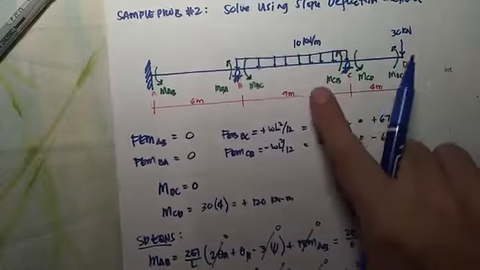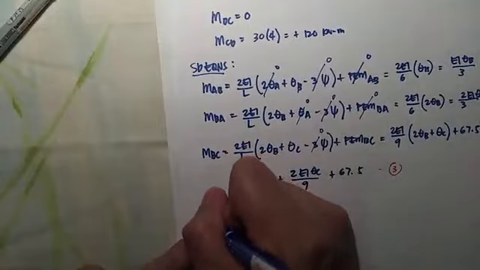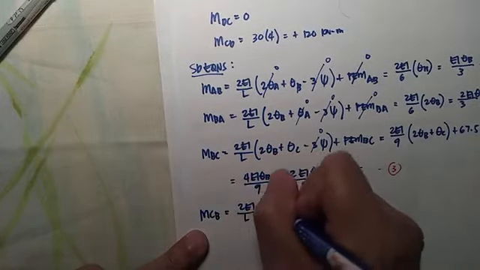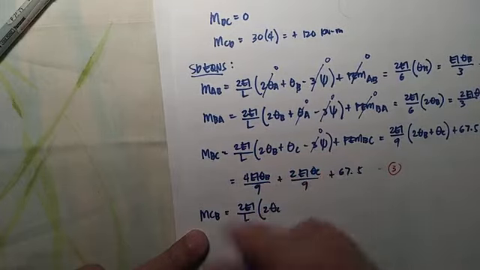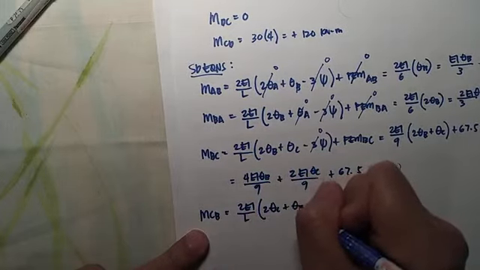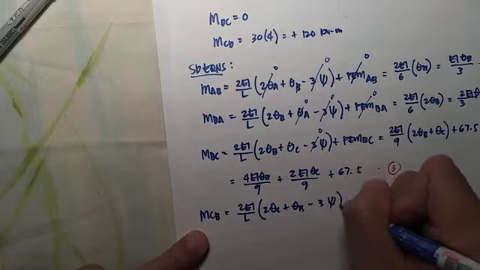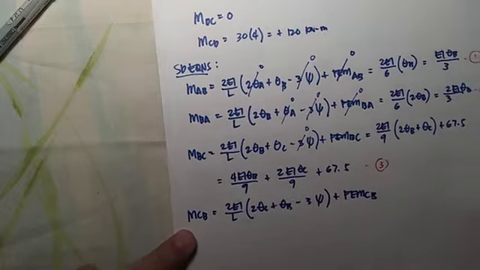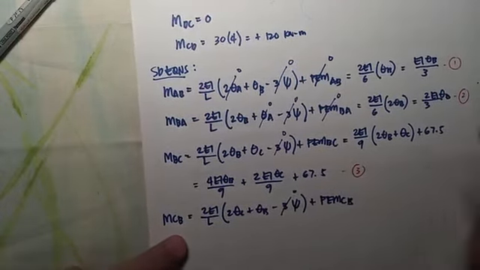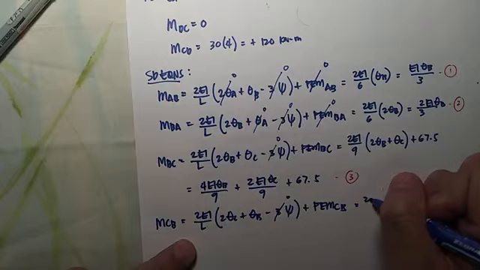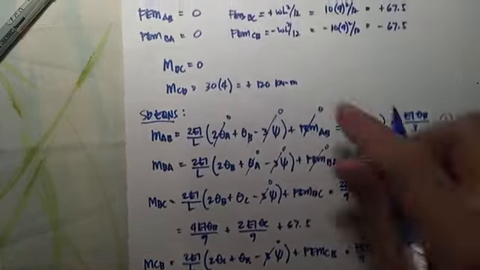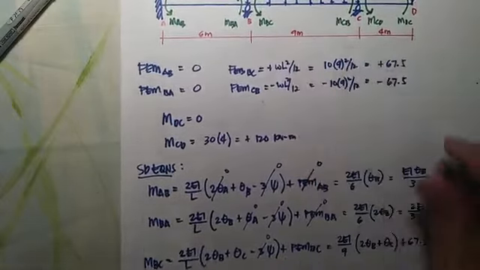Then for CB naman, MCB is equal to 2EI over L times 2 theta C plus theta B minus 3 psi plus FEM CB. Okay, so this is 0. So this becomes 2EI over 9. 9 is the length, no? So like 9 meters yung length natin.